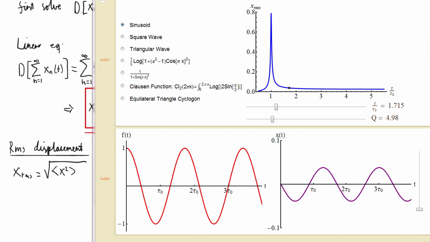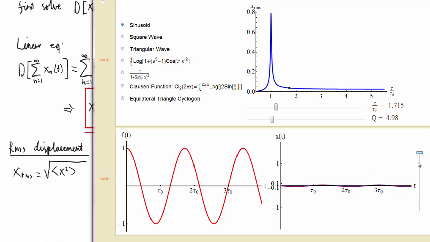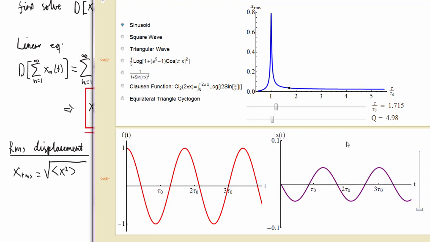So this is it. Let me explain all the pieces here. We have over here a choice of 7 different periodic functions. This is a plot of that function. This is the force, f of t, that's being applied to the oscillator. Over here, x of t, we have the response of that oscillator, and since that can vary in amplitude, I can change the scale here in the y direction.